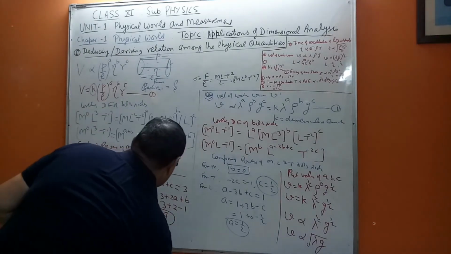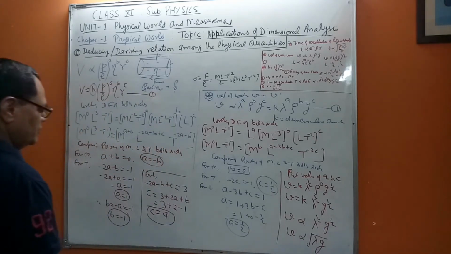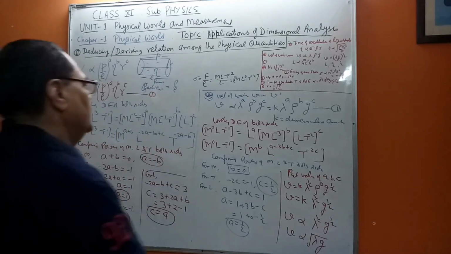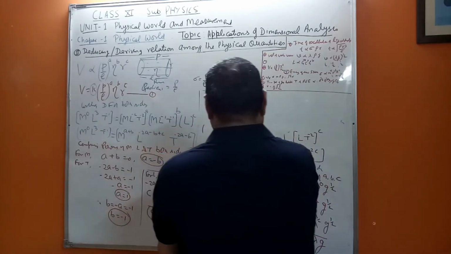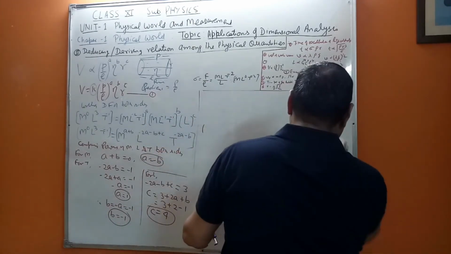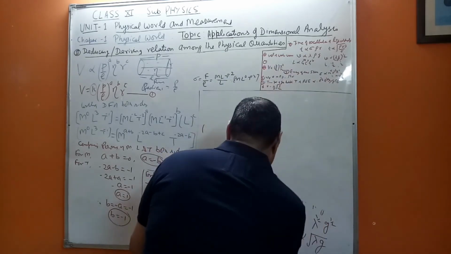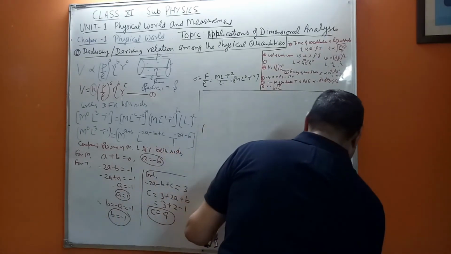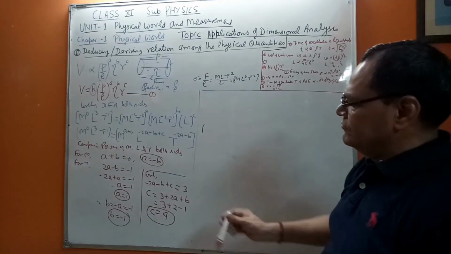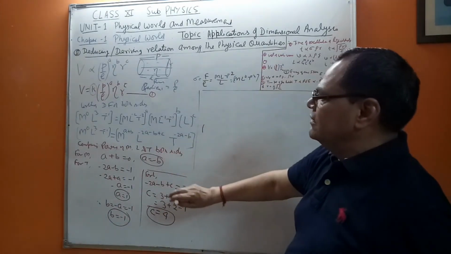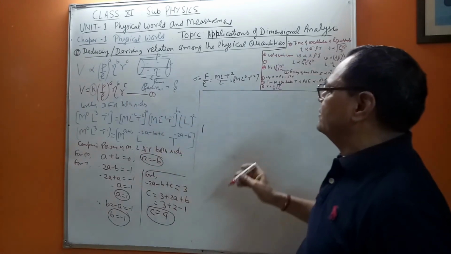Yes. So in this way we are getting the values of a, b, c, and we will substitute these powers in the relation which we have assumed and which is to be derived. Clear? Alright. So let's substitute a, b and c in this assumed relation.